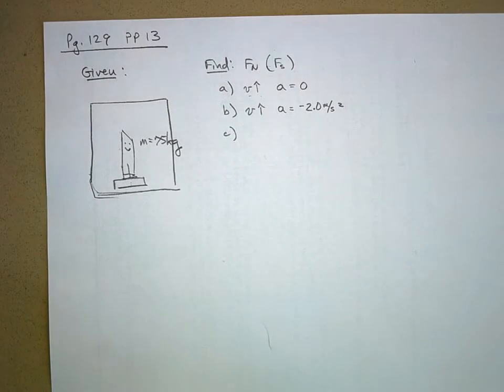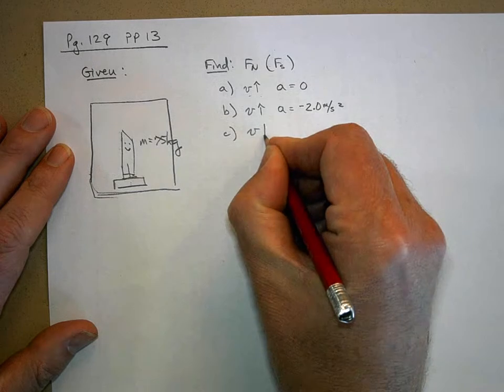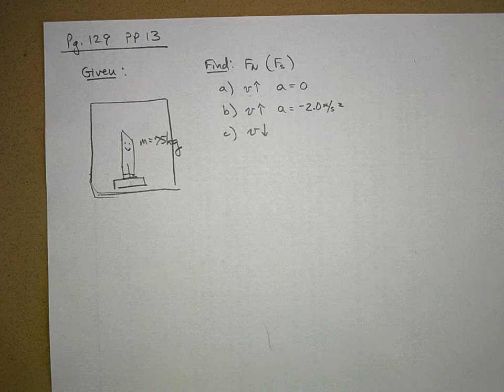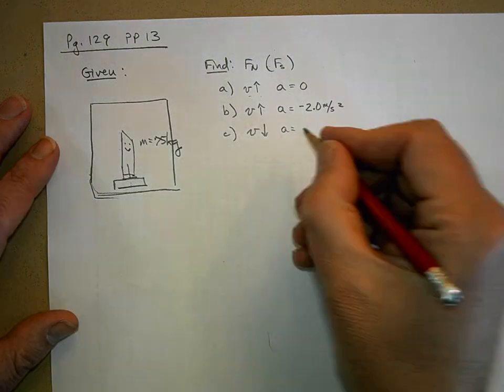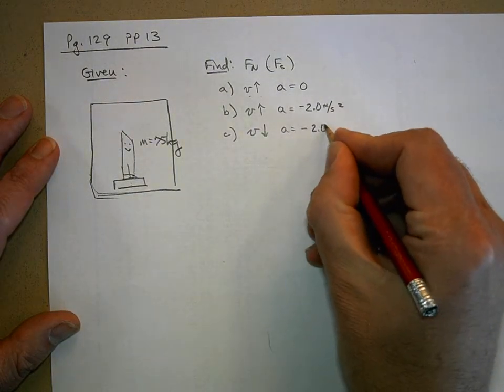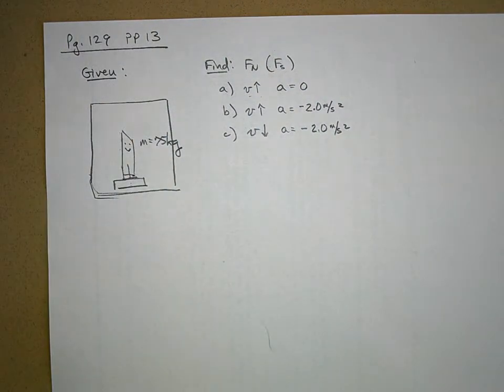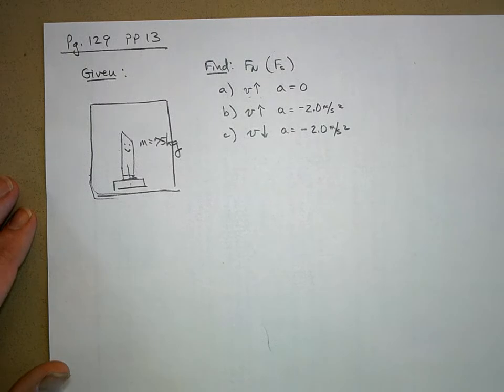And then for part C, it speeds up at 2 meters per second squared while moving downward. So here, the velocity is downwards, and we're speeding up. Now, if we're moving downward while speeding up, what's the direction of the acceleration? It's negative as well. Let me make sure I read that correctly. It speeds up at 2 meters per second squared while moving downward. So it's moving downward, it's speeding up, so that means the acceleration is also negative. Is that the way you guys did it?